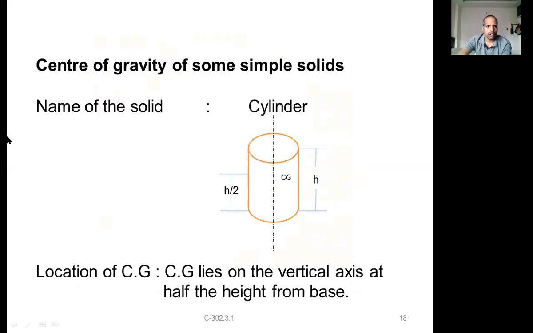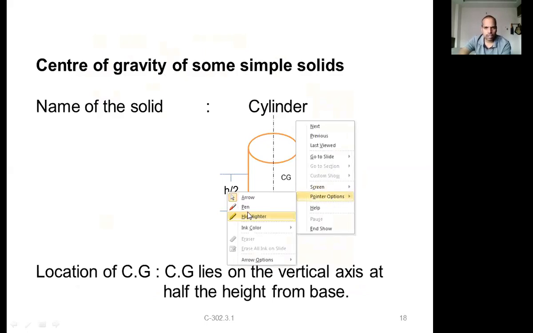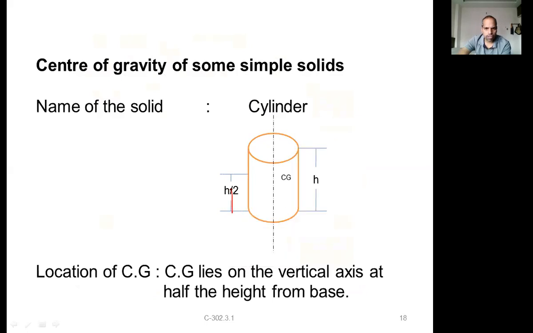Now let us see the center of gravity of some simple solid bodies. The name of the solid is cylinder. If you take a cylinder of height h, its center of gravity, of course not centroid, center of gravity. Centroid is different, center of gravity is different. So it lies at a distance of h by 2 from the base.